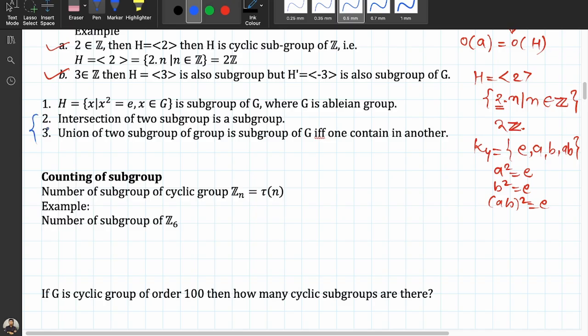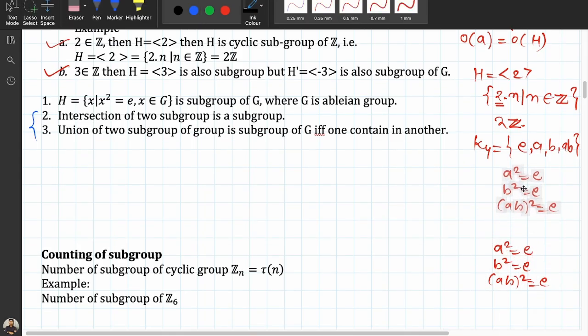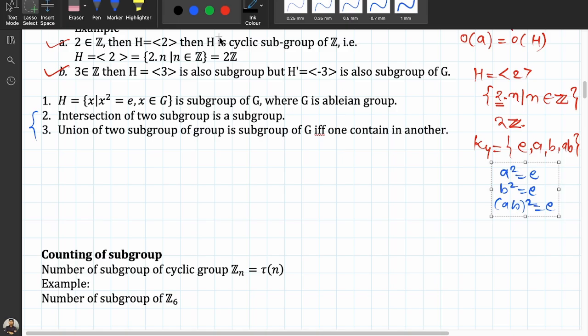Now two more important properties are there. These are basically the algebra of subgroups. What do we mean by algebra of subgroups? The algebra of subgroups is basically for sets. There are certain operations: first intersection, then union. First I'll discuss intersection.